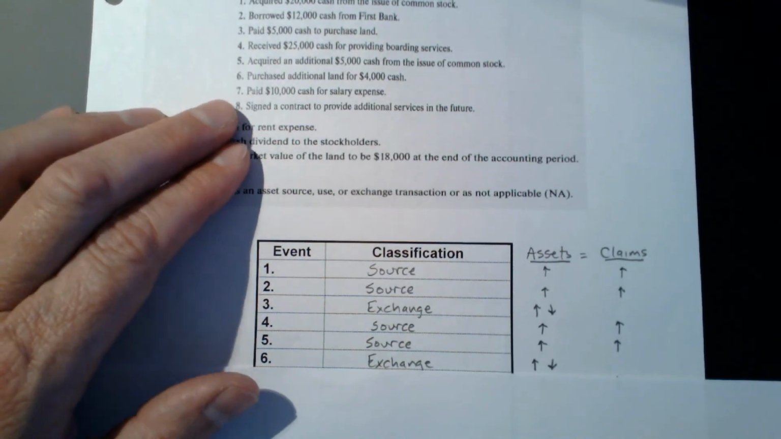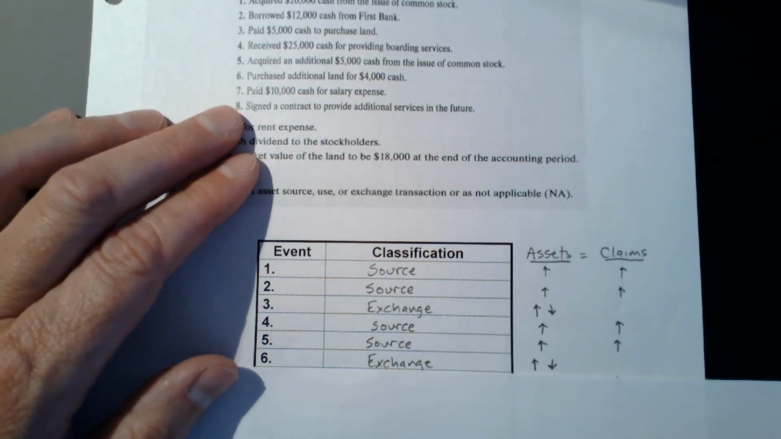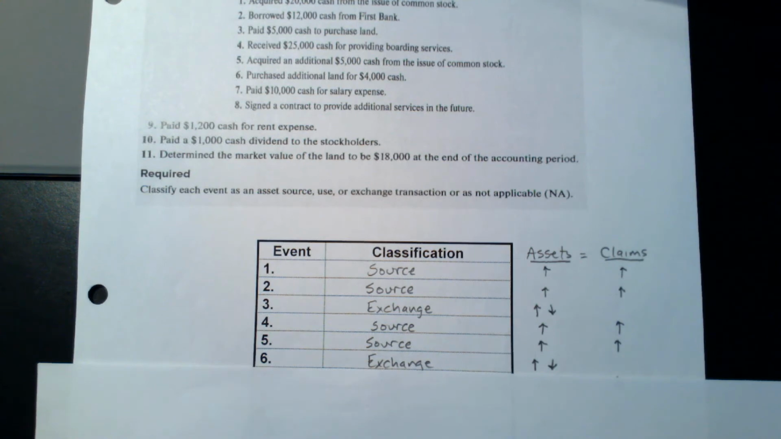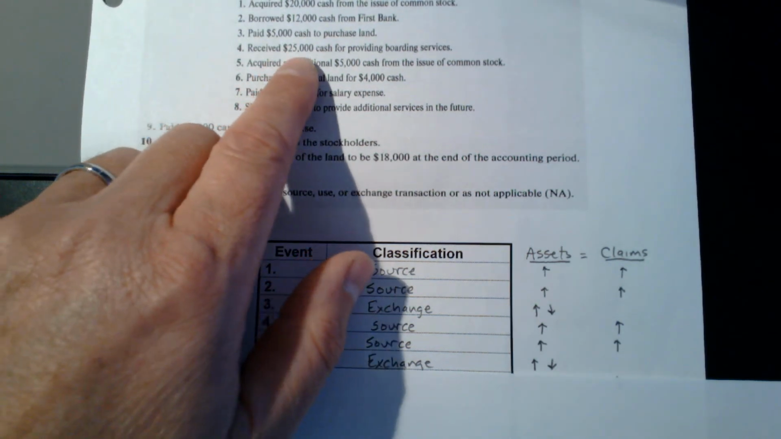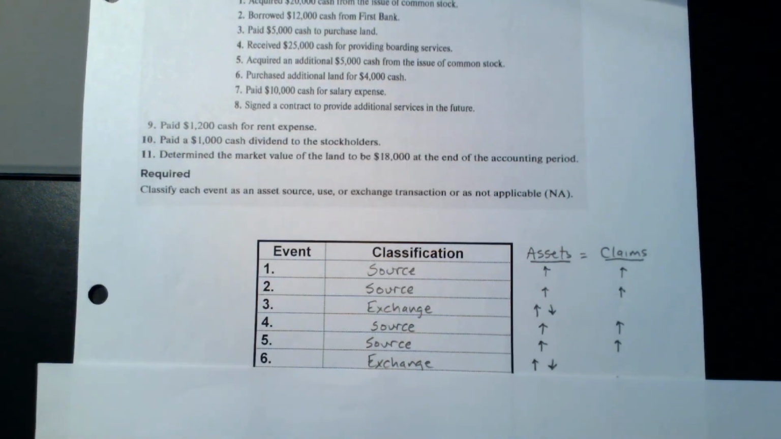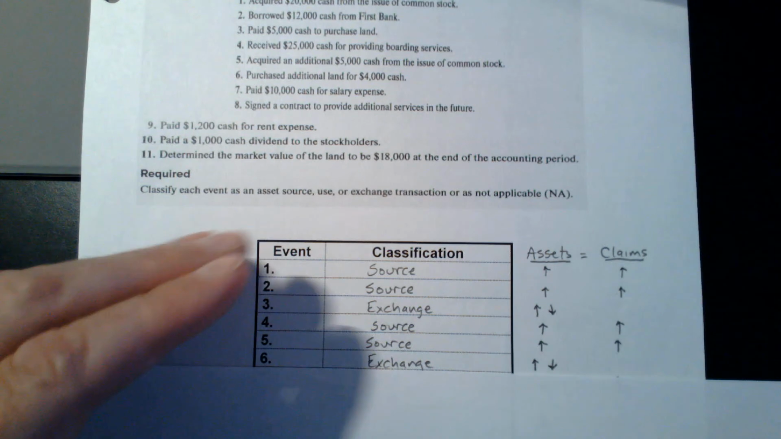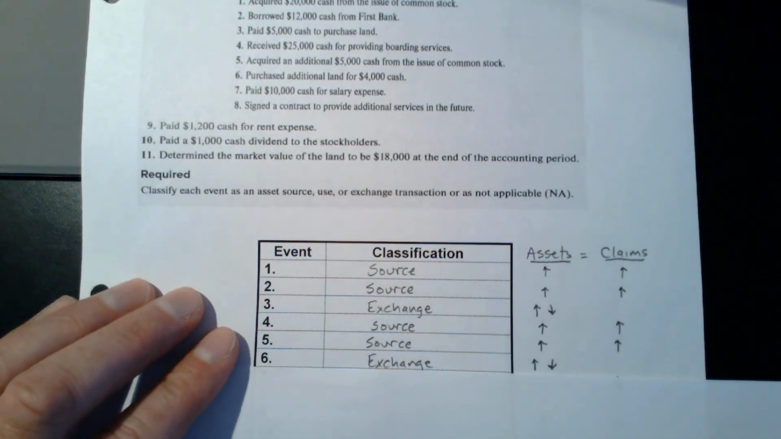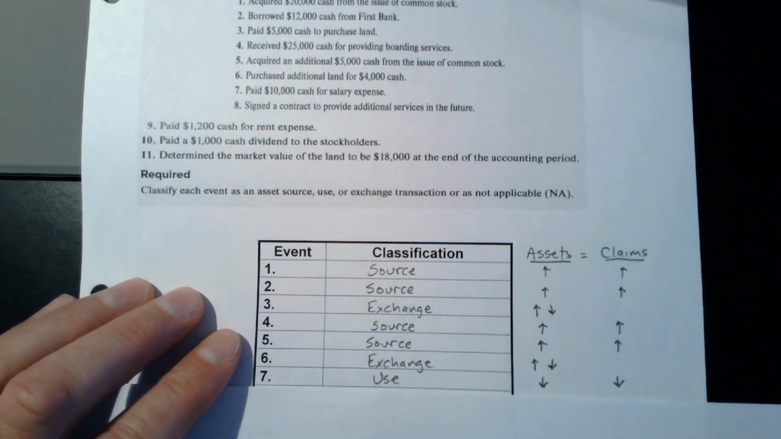The next one here, we paid 10,000 cash for salary expense. So expenses are the opposite of revenues. When we got cash for providing services, earning revenues, it caused our claims to go up. And when we recognize an expense, claims are going to go down. So in that case, it's a use transaction. Assets go down, cash is leaving the business, and the owner's claim on the business, stockholders' equity, is going down.